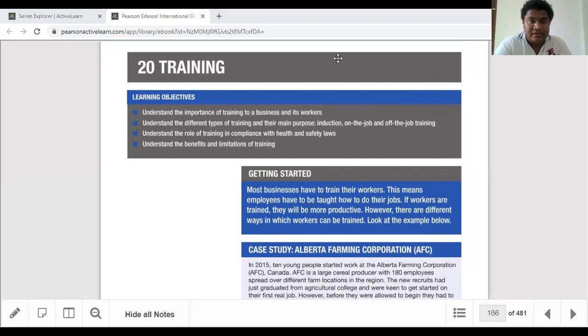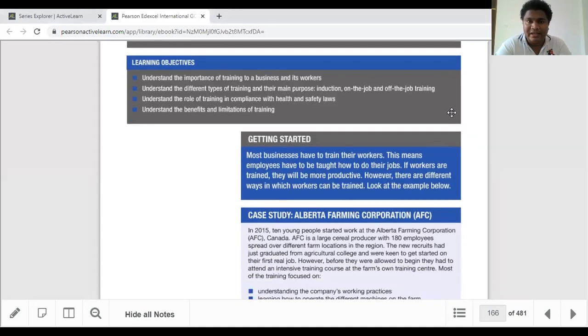Therefore, here we're going to understand the importance of training for a business organization and its workers. We are going to understand the different types of training and their main purpose. There are three types of training we are talking about: induction training, on the job training, and off the job training. This section is really important for every exam, not only IGCSE, but AS level also. This is under human resource management. Again, you are going to learn this topic in the business management section, and also at university level and in so many professional exams.